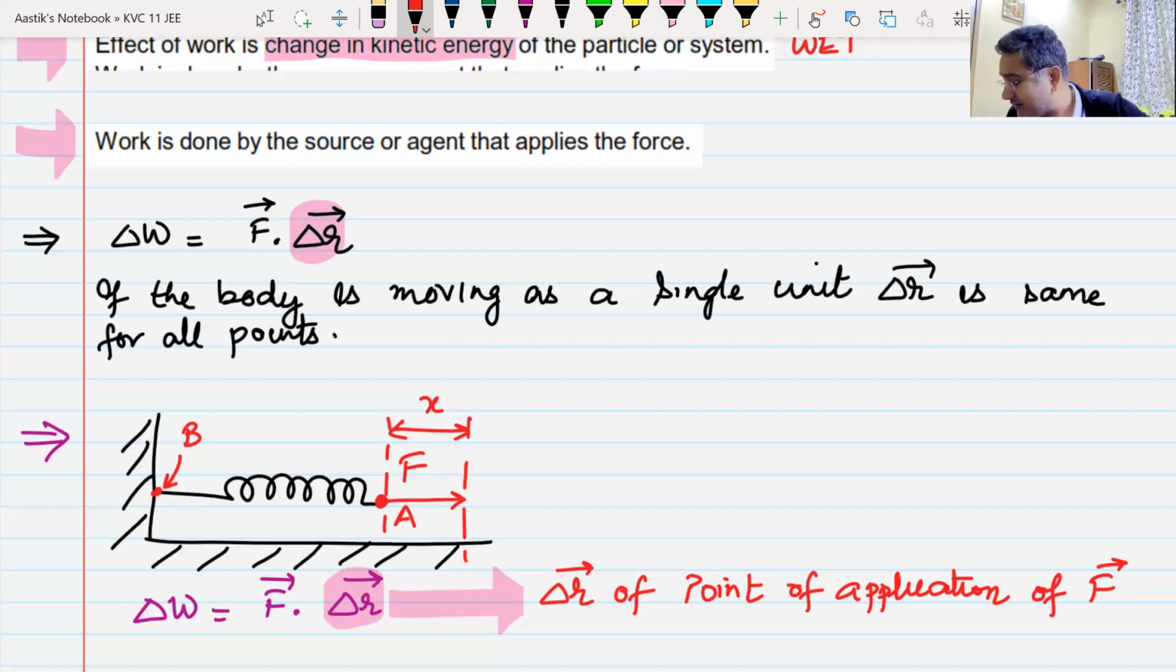In the next class, we will see that in one case, even though the definition says it is F dot delta r displacement, you cannot even take it as displacement, because if you start to take it as displacement, you will get absolutely wrong answers. So we will see that case, and we will try to bifurcate the work done by different forces under different headings. That we will do in the next class.